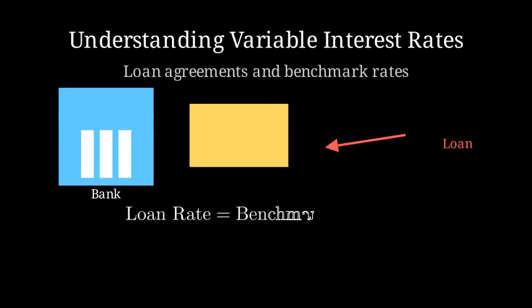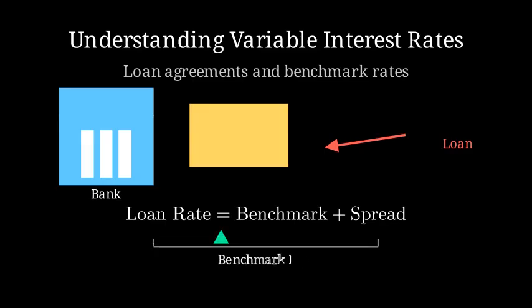Now, let's connect the phrase "tied to" with a formula. A very common structure is loan rate equals benchmark rate plus a spread. The spread is a fixed extra percent the bank adds on top of the benchmark. The benchmark moves, the spread stays the same.